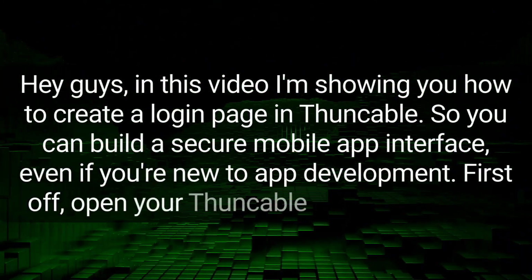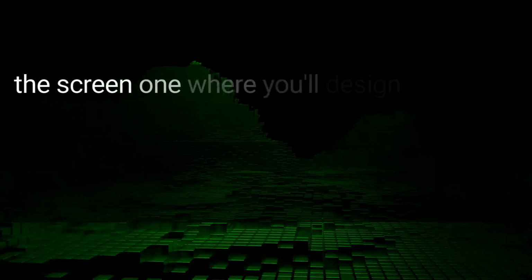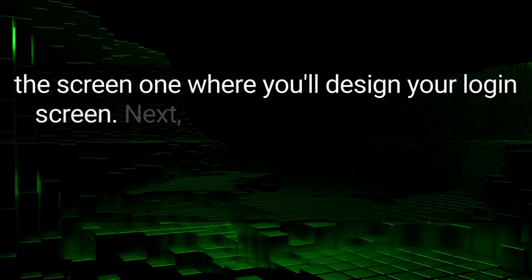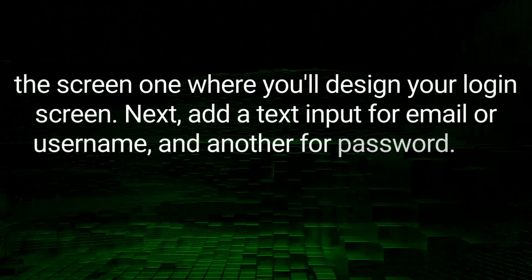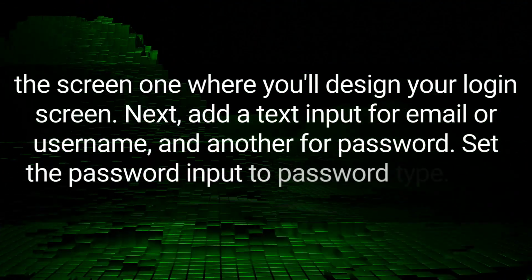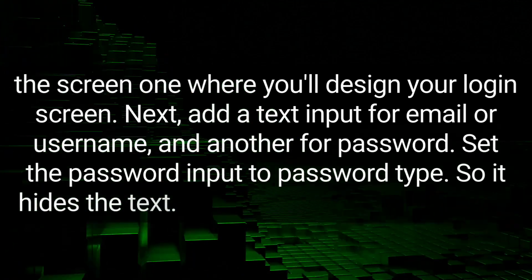First off, open your Thunkable project and go to the screen one where you'll design your login screen. Next, add a text input for email or username and another for password. Set the password input to password type so it hides the text.